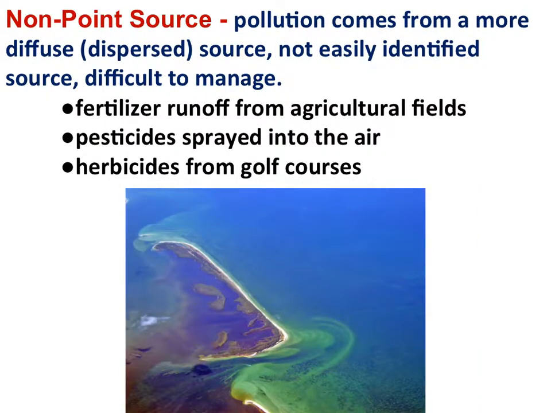Non-point source pollution comes from a more diffuse or dispersed source, a not easily identified source, and as such, it is difficult to manage because we do not know well the source. For example, fertilizer runoff from agricultural fields, or pesticides sprayed into the air, or herbicides sprayed onto golf courses. The green algal bloom seen in this photo is evidence of non-point source pollution, fertilizer runoff from agricultural fields.